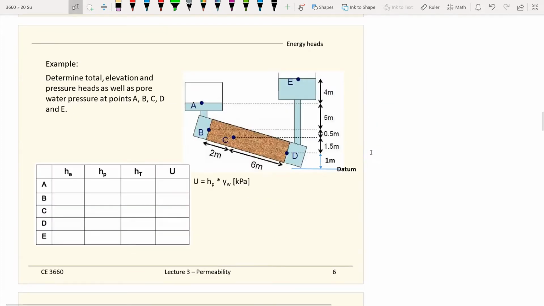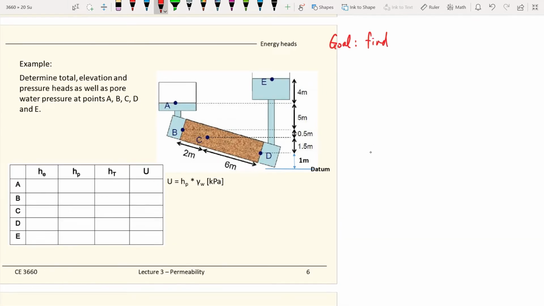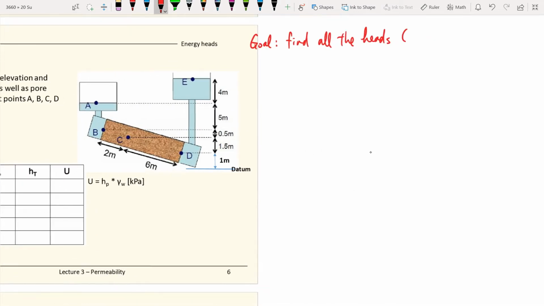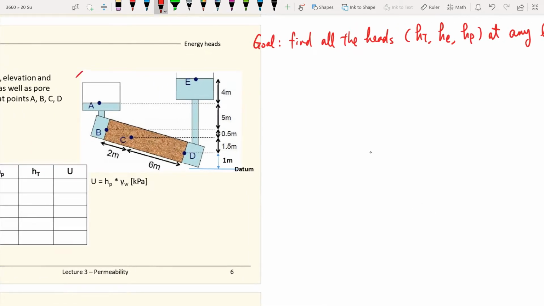All right, let's work on examples together on finding all the heads that we mentioned above. So the goal here is to find all heads, which include the total head, the elevation head, and the pressure head at any location of this geotech structure.